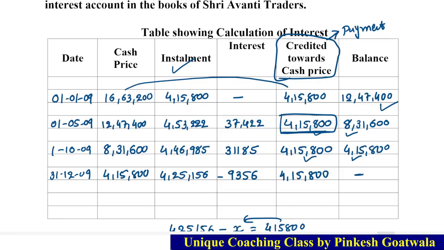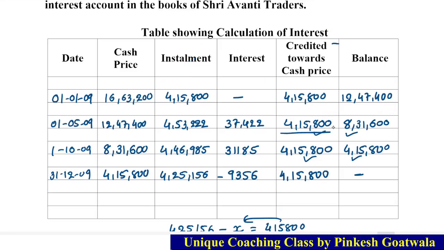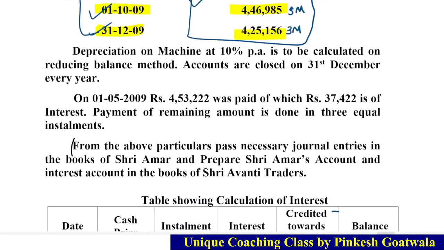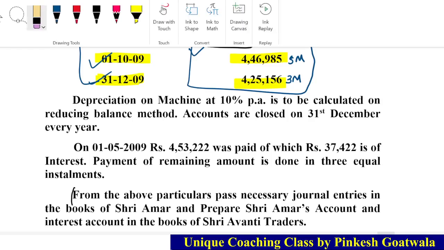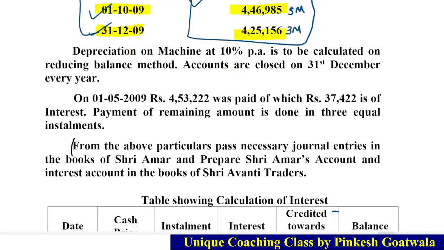So here the sum is completed. Here the important point is what? The important point is that the payment was done in 3 equal installments. That's our clue. The whole sum totally depends on this. That's the twist point in this sum only. The twist point is this: payment of the remaining amount is done in 3 equal installments.